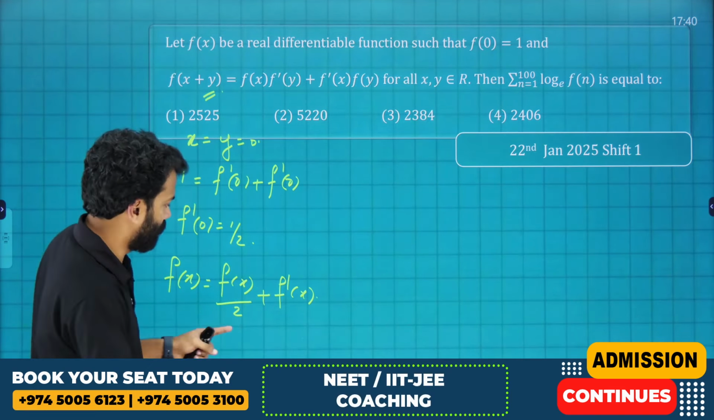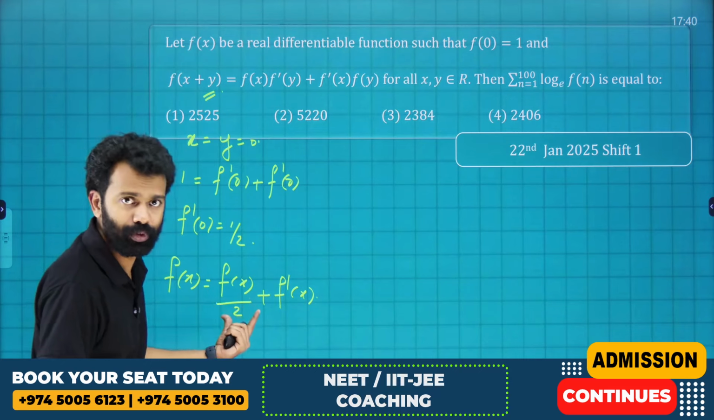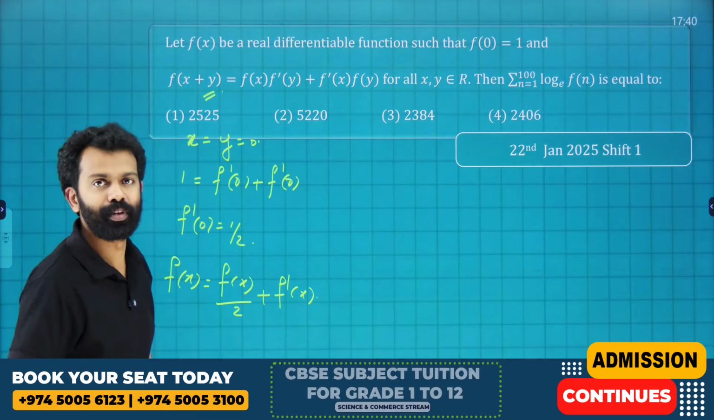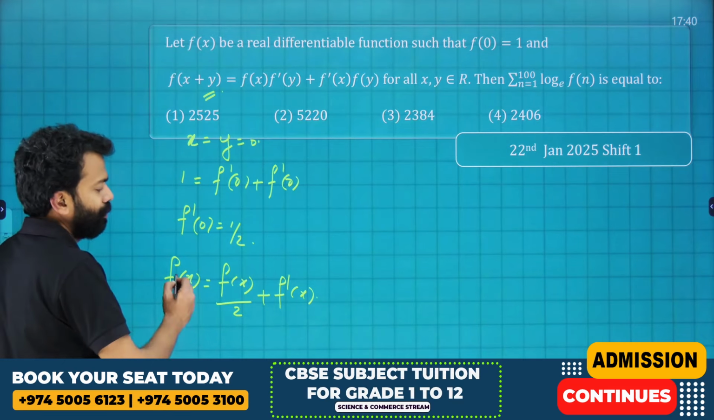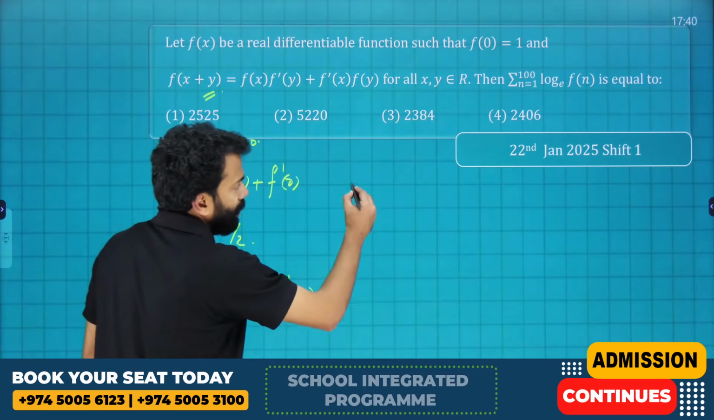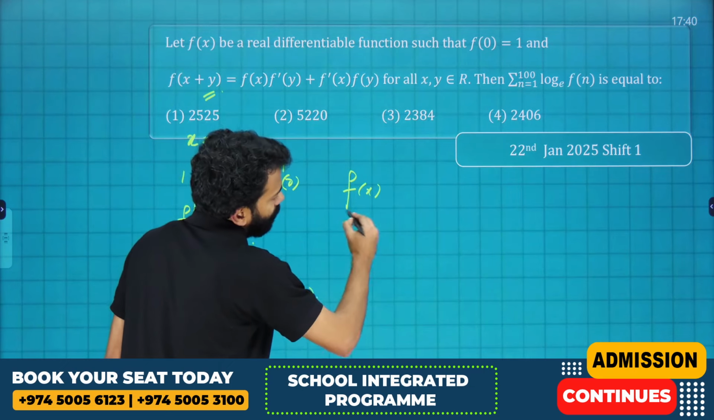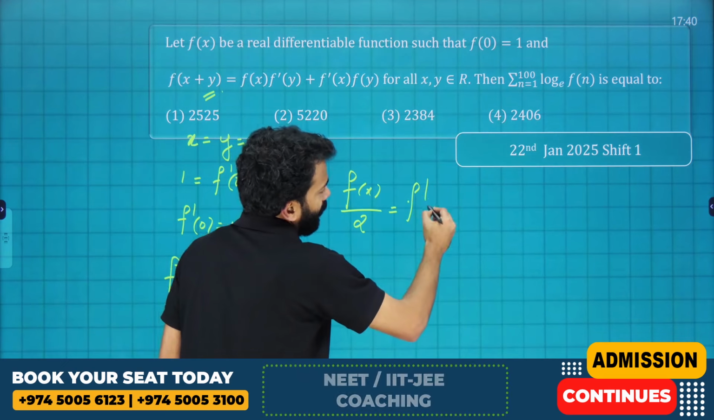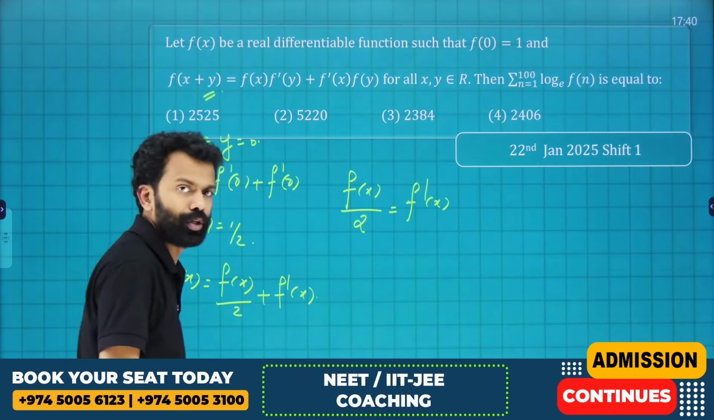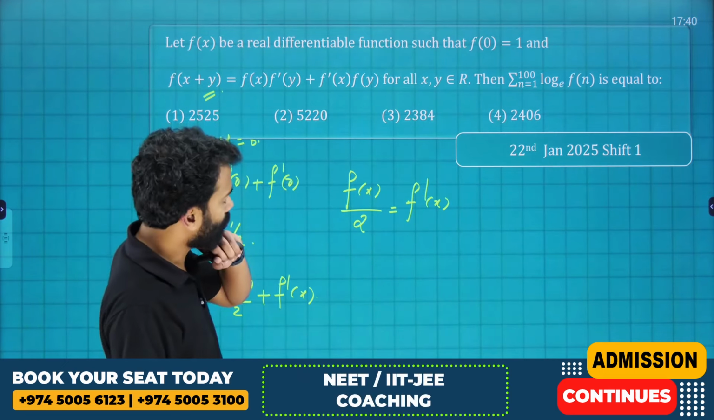In the upcoming steps, this step will be very important for formulating f(x). So how will you take it from here? It's very easy actually. If you take this f(x) by 2 to the left hand side, it will be f(x) minus f(x) by 2, that is f(x) by 2. So f(x) by 2 is equal to f'(x).